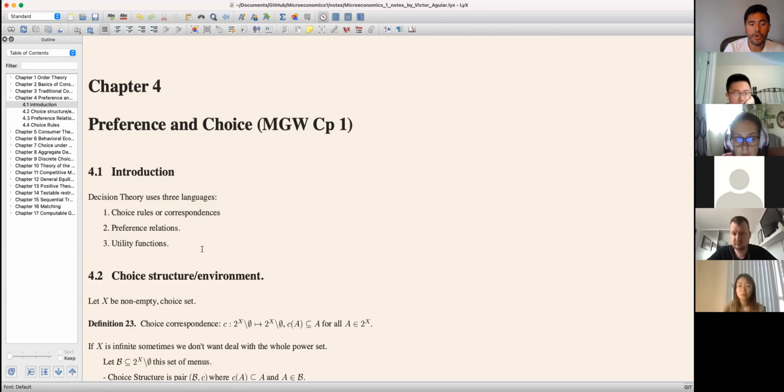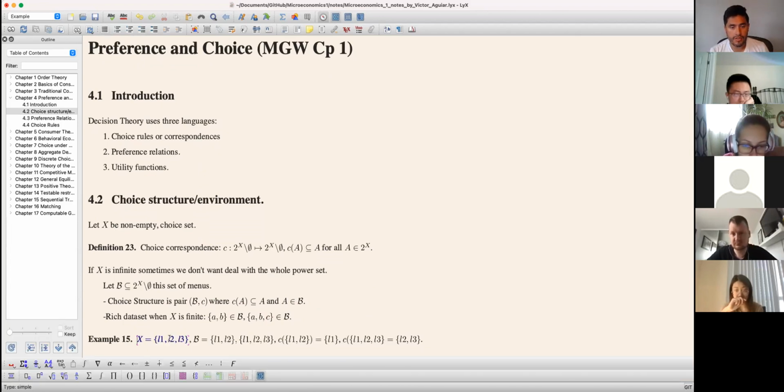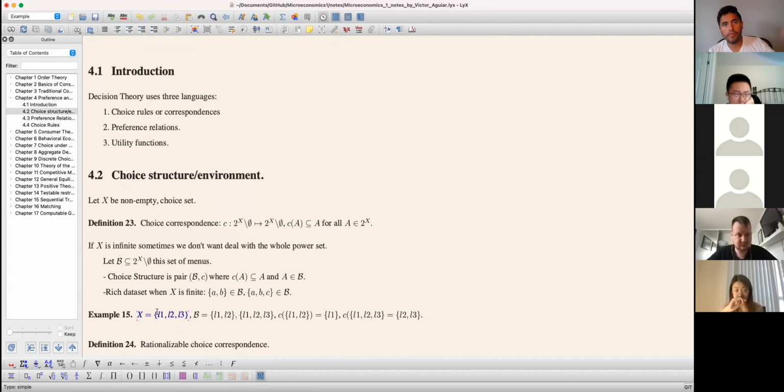Okay, so let's introduce now a choice environment or choice structure. So take X being an abstract, non-empty choice set. So what is a non-empty, abstract choice set? Mathematically, it's just a set that is not empty. This set can be made up of many things. So for examples, I can have, for instance, lotteries, right? So say tomorrow you can buy lottery 1, lottery 2, lottery 3, right? And then this is going to be your choice set, right? So it can be basically lotteries.